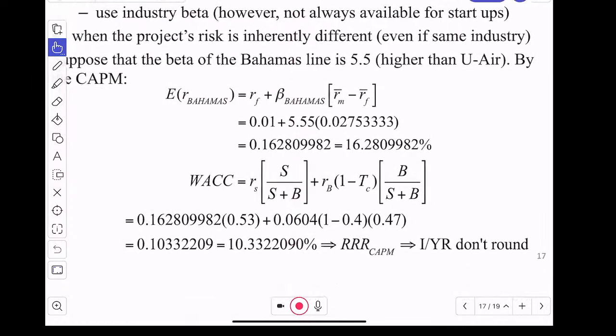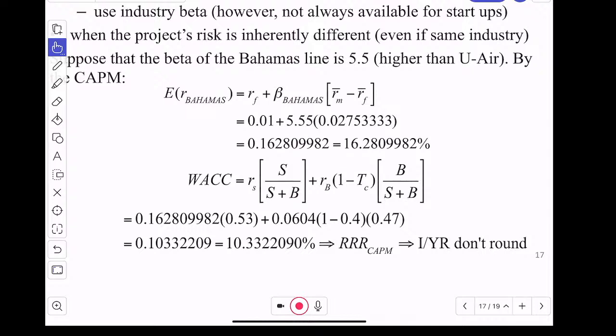So recalculating WACC with this much higher return, putting this number in, recomputing what I just did, but changing this number, the required rate of return becomes 10.33%. So this is the cost of capital.